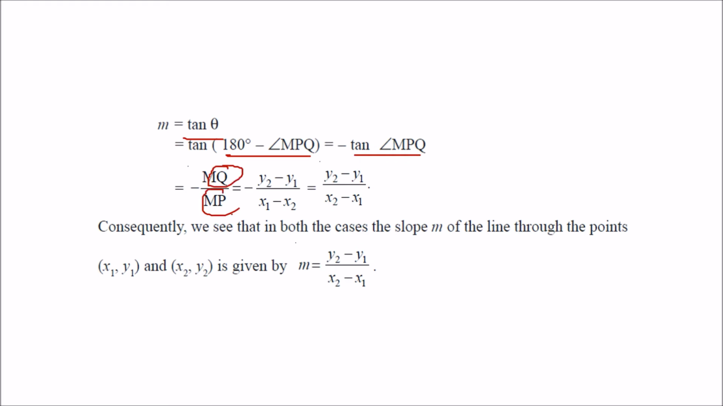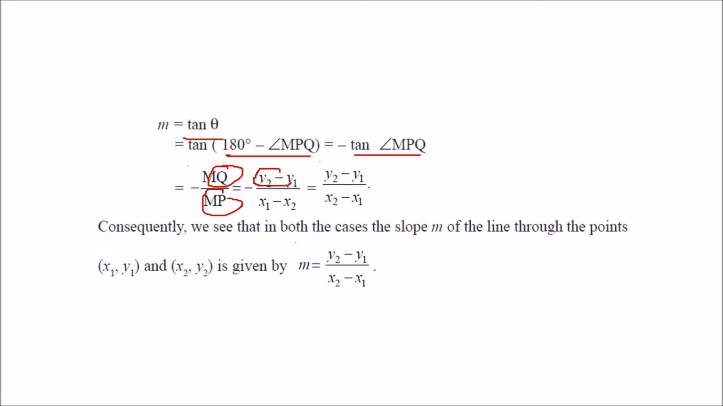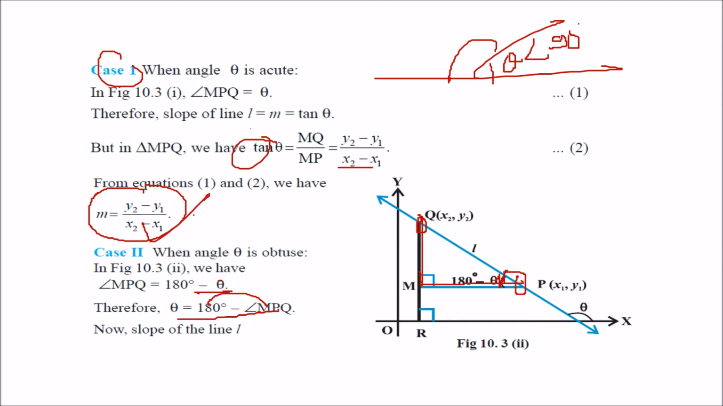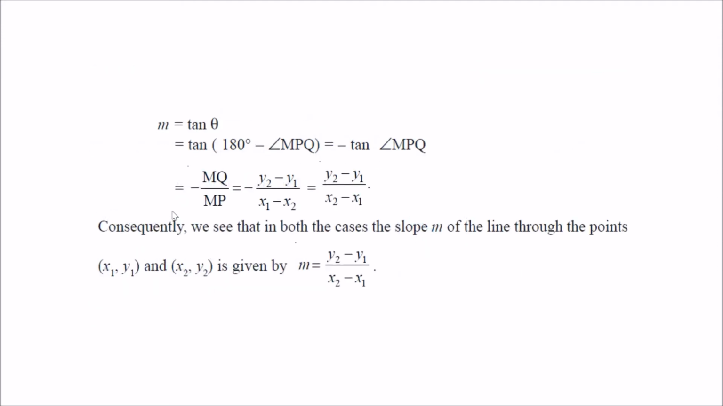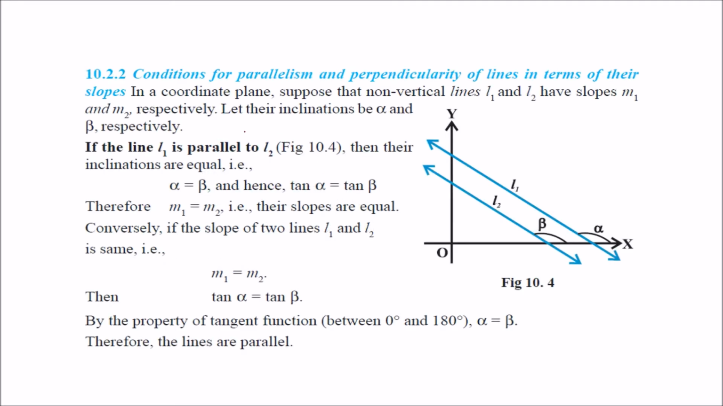But MQ and MP, with this same reasoning, you can easily find out, right? MQ is now y2 minus y1, but MP is not x2 minus x1. It is x1 minus x2. So this minus sign is compensated. So ultimately it is going to be y2 minus y1 by x2 minus x1, just like this, because even if it is acute or obtuse, the m will remain the same. So you don't have to worry about this, but you have to learn and just remember.